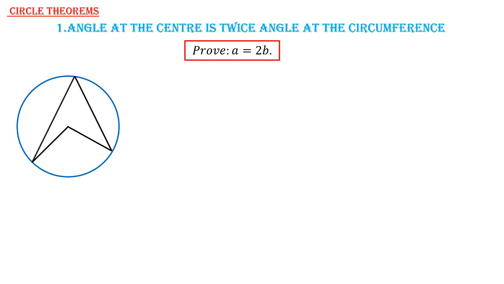So let's divide. Let's join this and this, so you get a diameter here. Yeah, this is our diameter line. So you divide the shape into 2. So this is a radius because we know that a line from the center to any part of the circumference is a radius. So we have 3 radii here.